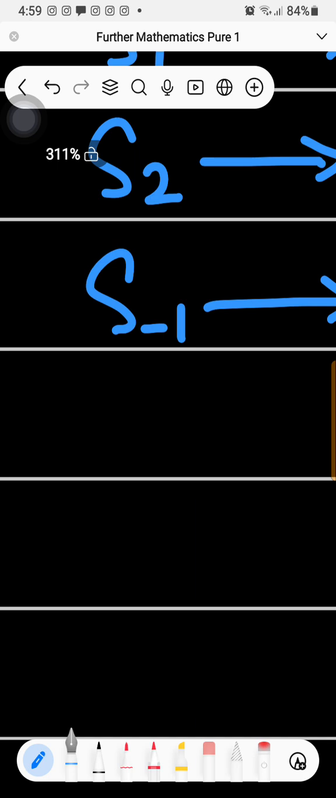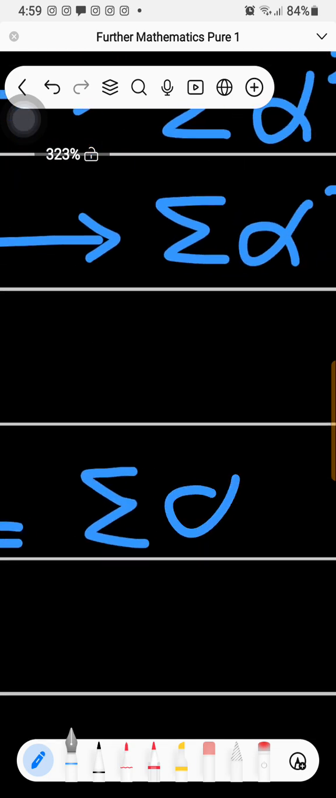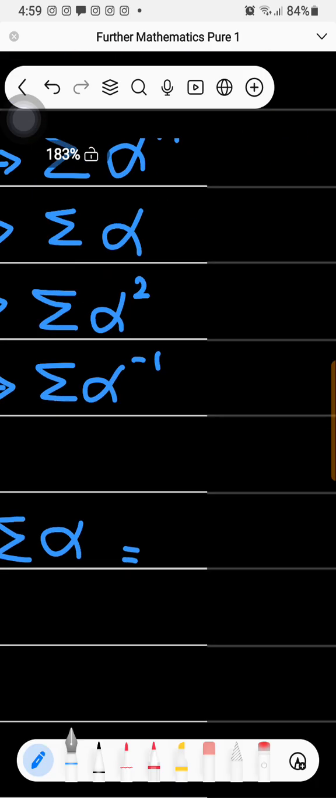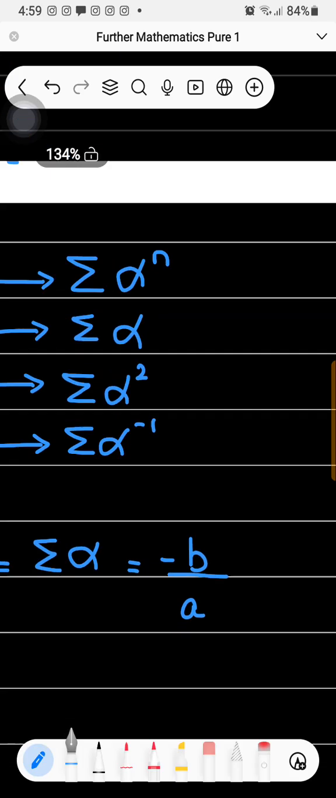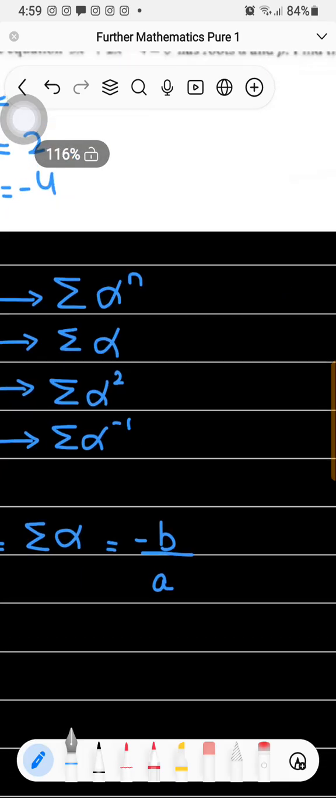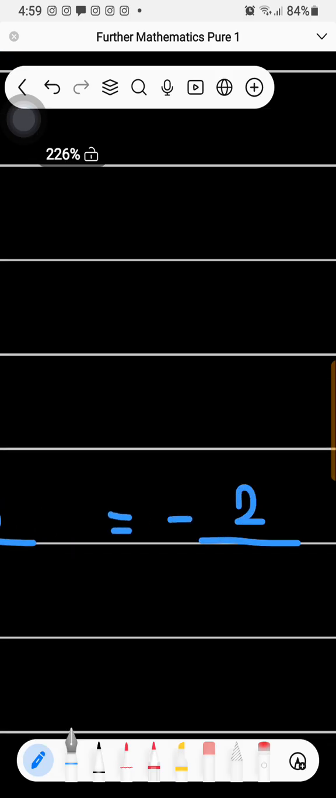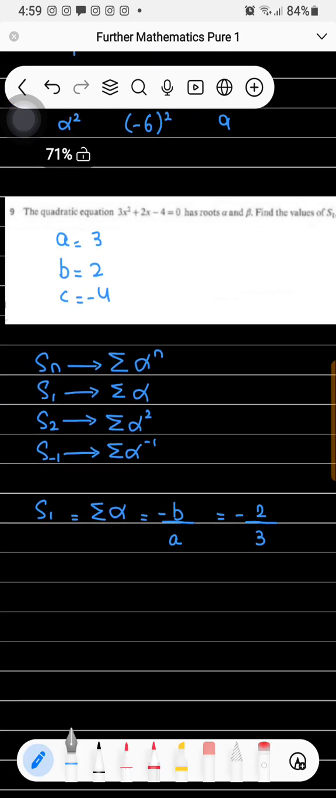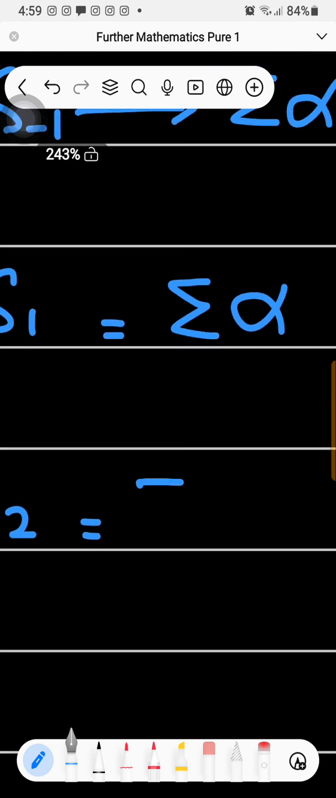So now solve for S1. S1 is equal to sum of alpha, and the formula for sum of alpha is negative b upon a. So what are b and a? B is 2, so negative 2, and a is 3. So the answer is negative 2 upon 3. Okay, it is asking for S2 also. S2 is sum of alpha square.